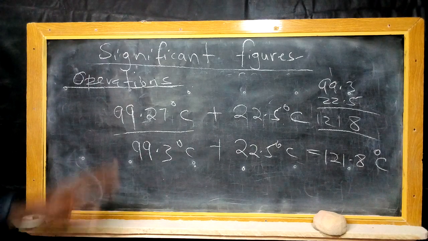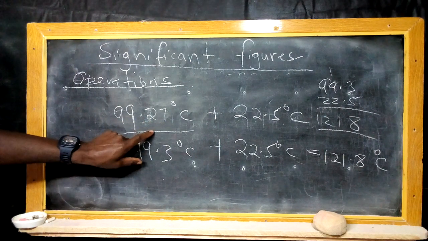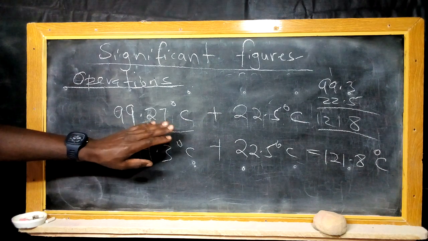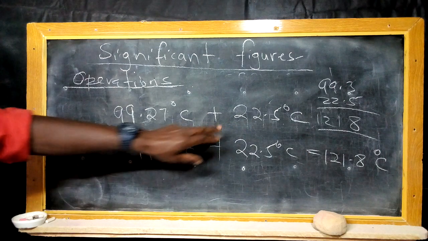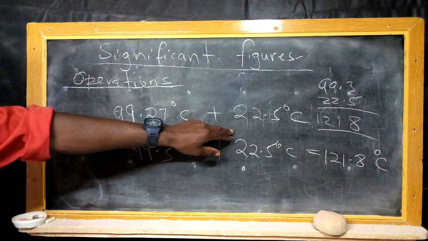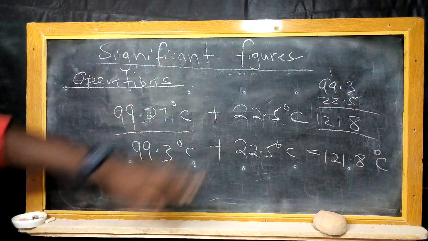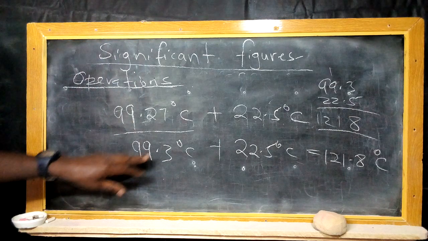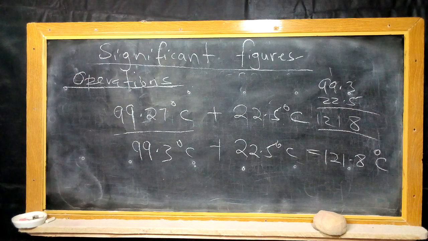So in that case, the concept is, whenever we are doing an operation consisting of two values that have different degrees of precision, we do the operation using the least degree of precision, which is 22.5. That requires us to first convert this one, which has a higher degree of precision, to match the lower degree of precision before you find the final result.